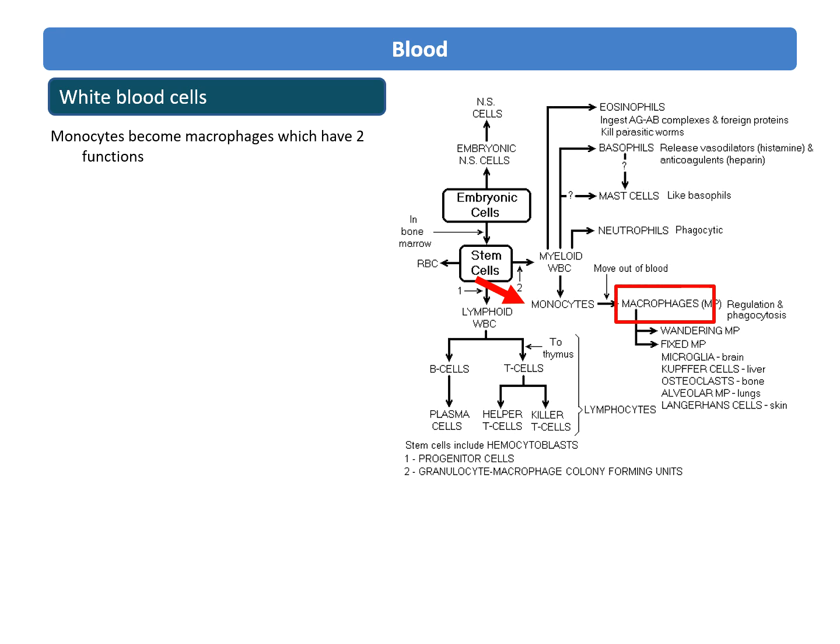Monocytes become macrophages, which have two general functions. One is regulation, and the other is phagocytosis. As a frame of reference, we might classify them into wandering, those that are crawling around in the body, and fixed, those that are more or less fixed in place.